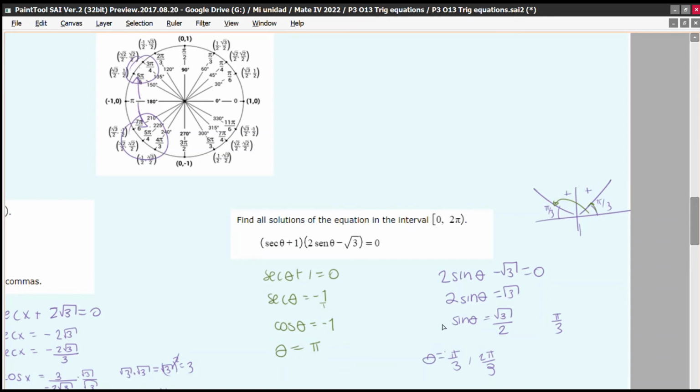So check this out. I have at most 3 solutions, that is less than 4. So my solutions are pi thirds, 2 pi thirds, and pi. It doesn't matter the order, okay?